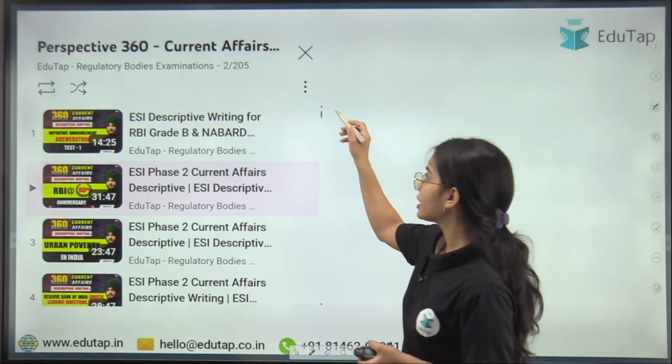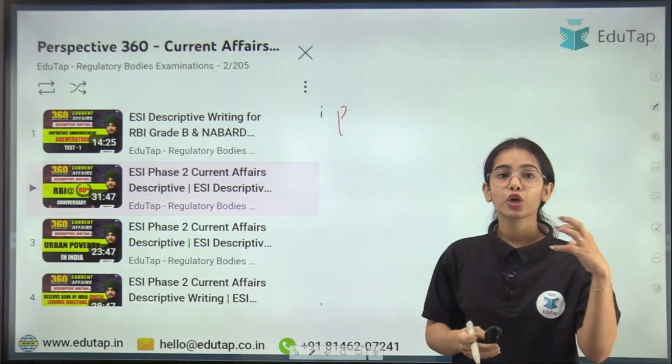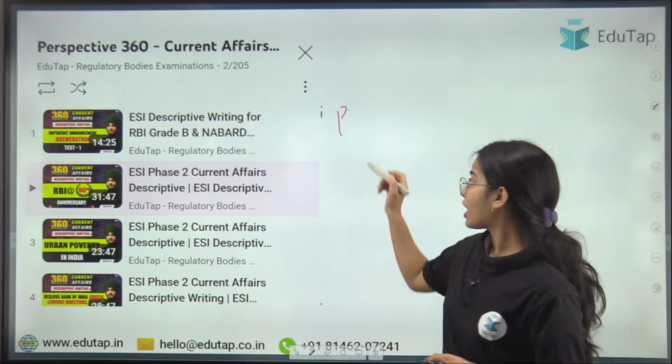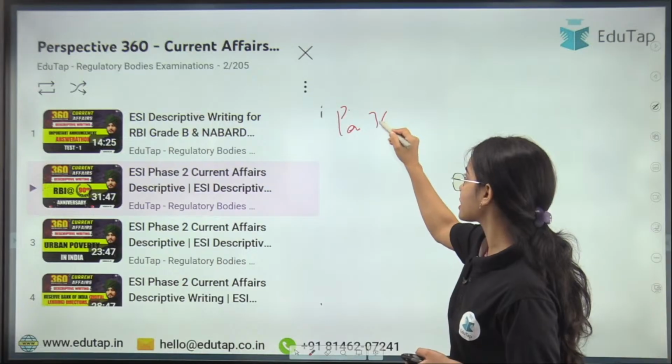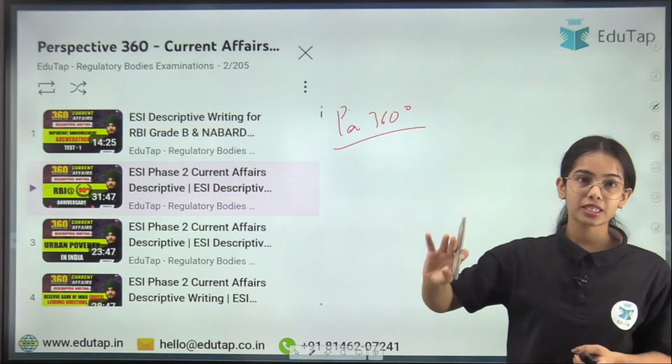So now see, there is the perspective. Many of you asked about answer writing, which questions to practice or how to practice the questions. For that you have the Perspective 360-degree series that is very much relevant for your NABARD Grade A examination, for your RBI Grade A or Grade B examination and such.